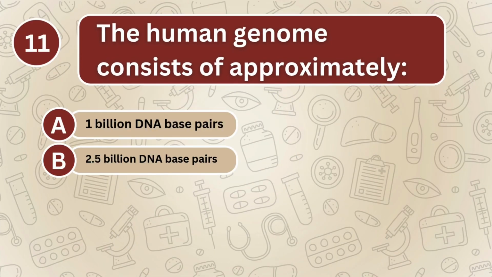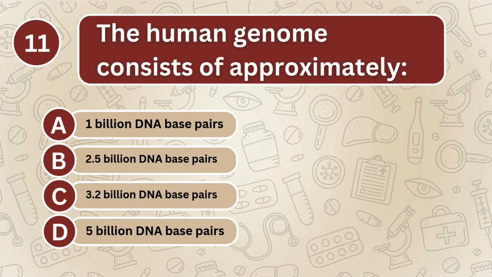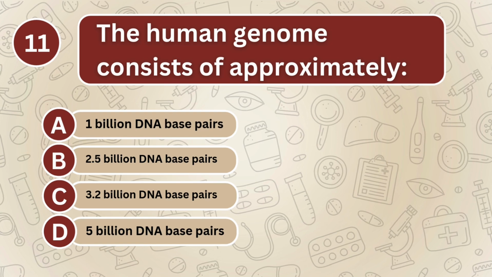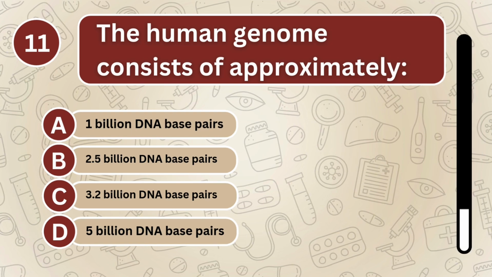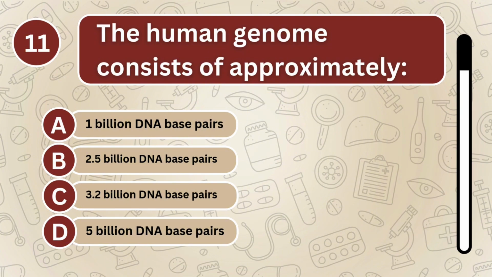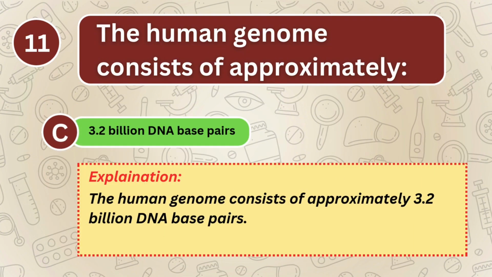The human genome consists of approximately a billion DNA base pairs, 2.5 billion, 3.2 billion, or 5 billion DNA base pairs. Correct answer is C. 3.2 billion DNA base pairs.